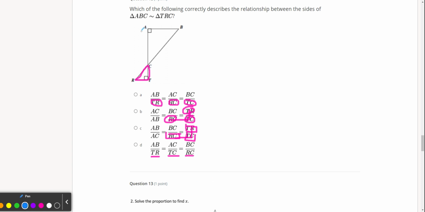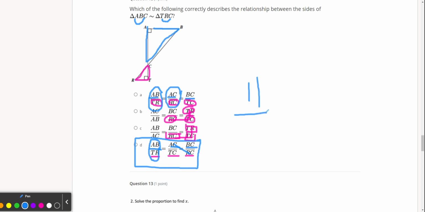right? And then my other triangle, the ABC triangle, AB, AC, BC, AB, AC, BC. So those all work. Now I've got to figure out what goes together. So AB goes with TR, that's the same. AC goes with TC. So this is the right answer. And it's just a matter of using that key to figure out if they set up the proportion right. It's a lot. This is craziness. This is my least favorite.